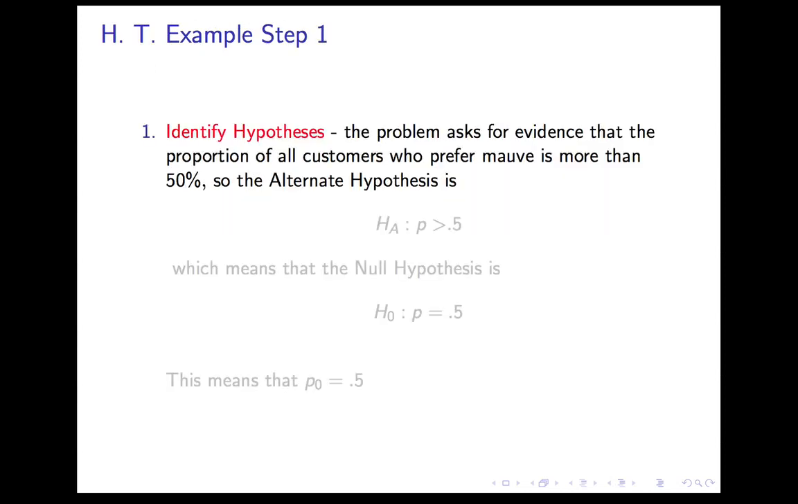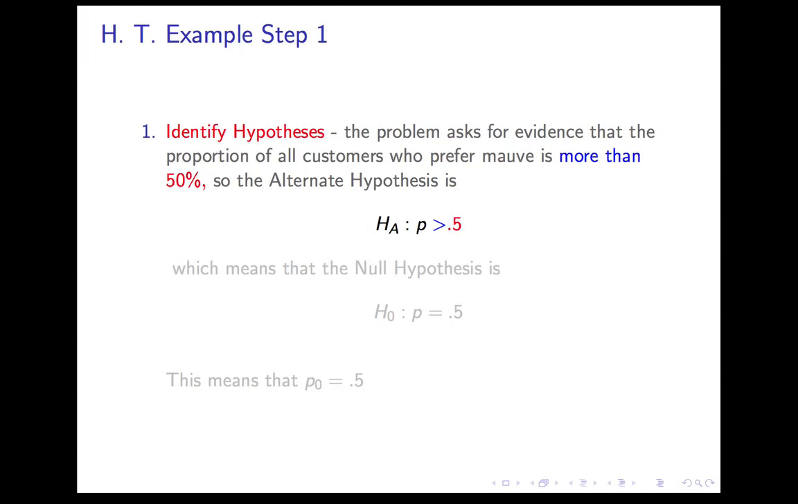Okay, now let's go through our process. Step one is to identify the hypotheses. So you first have to see what you're comparing your proportion to. Since we're looking for evidence that there's a majority, you have to understand that that means more than 50%. So your alternate hypothesis is that the proportion of all customers who prefer mauve is more than 50%.